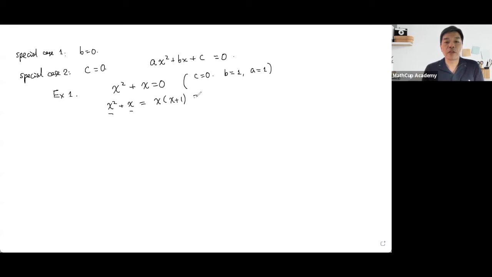Now for this to equal 0, we are going to remember a very simple property. If I have a bunch of expressions, let's say expression 1 times expression 2 times expression 3, and so on, up to maybe expression 10, equals 0. Then if these expressions multiplied together equal 0, you know one of the terms has to equal 0.